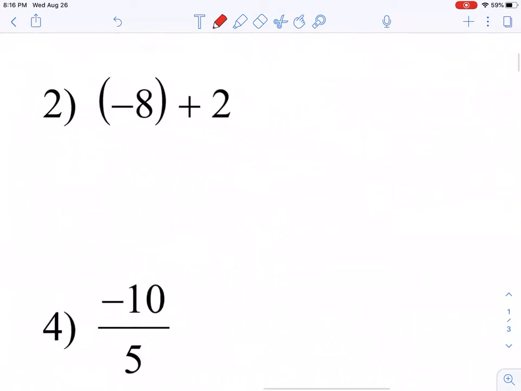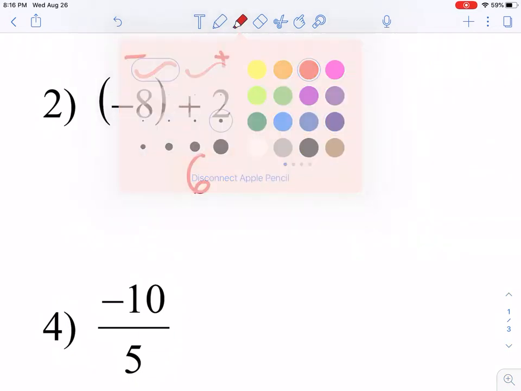For number 2, we have a -8 and a +2. The signs are different, so we will subtract 8 minus 2, which makes 6, and we keep the sign of the larger number.